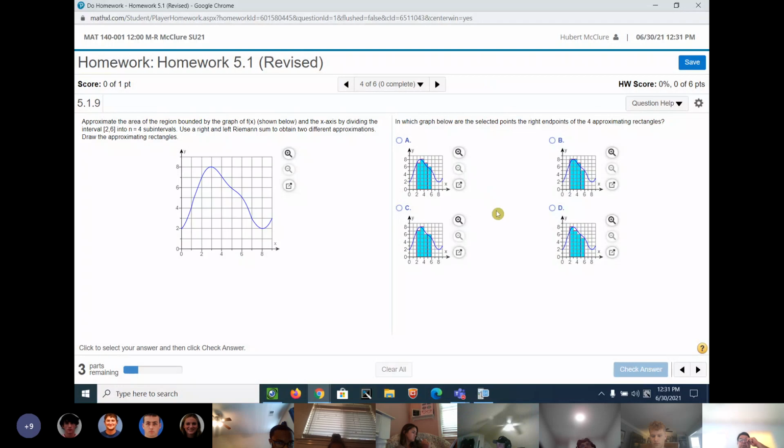Okay, here's one. This is a test question, but it's not a derivative question or antiderivative question. This is a question based on geometry. It says, suppose the area of the region bounded by the graph f of x shown below and x-axis is approximated by dividing the interval 2 through 6 into 4 rectangles. That's what subinterval means. 4 rectangles. Use a right and left Riemann sum to obtain the different approximations. Draw the approximate. So left and right.